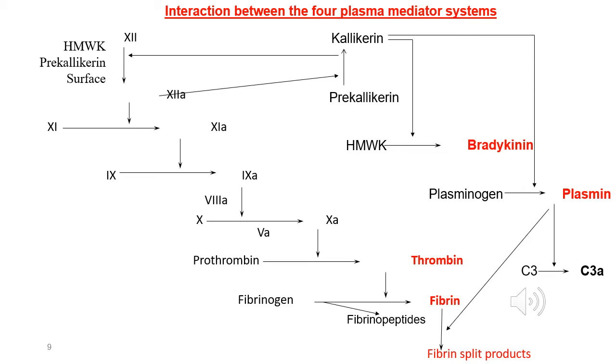So you can see that all these plasma mediators are closely related to each other, and they are interacting with each other. You are not required, at this stage, to memorize these diagrams. All you need to know at this stage is their interaction and the importance of these specific potent mediators, including thrombin, bradykinin, plasmin, and fibrin.